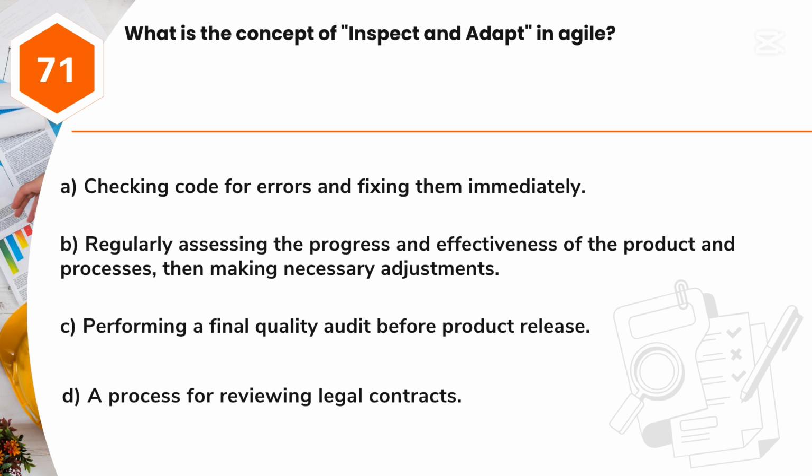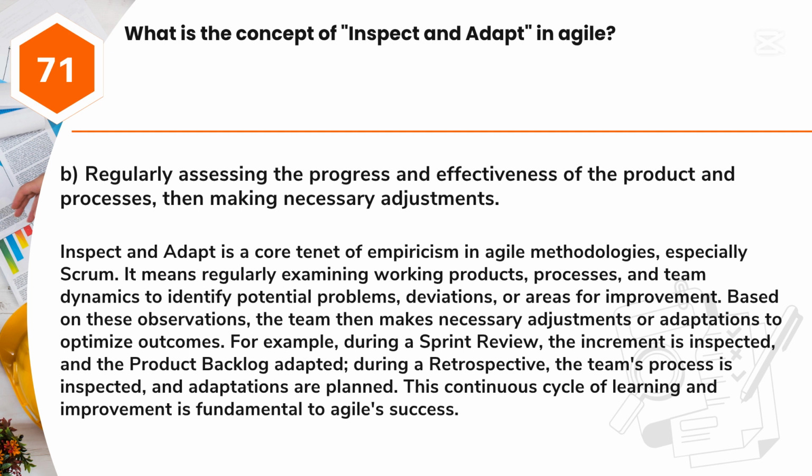Question 71. What is the concept of inspect and adapt in Agile? A. Checking code for errors and fixing them immediately. B. Regularly assessing the progress and effectiveness of the product and processes, then making necessary adjustments. C. Performing a final quality audit before product release. D. A process for reviewing legal contracts. Answer: B. Regularly assessing the progress and effectiveness of the product and processes, then making necessary adjustments.